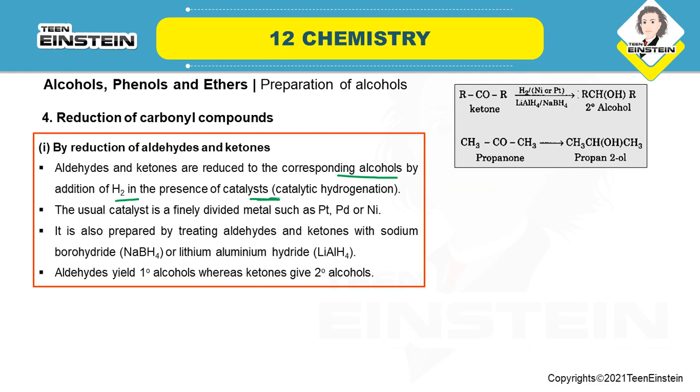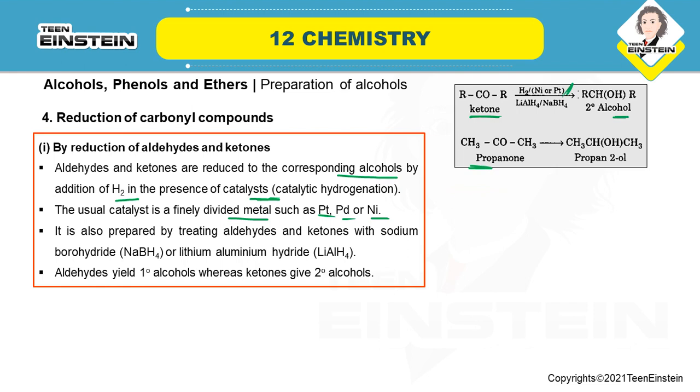Normally the catalyst used in most cases is a finely divided metal such as palladium, platinum or nickel. See, this is the example. We have taken a ketone, RCOR, the general structure. You can consider a specific example, CH3COCH3, which is nothing but acetone. In presence of hydrogen and nickel or platinum, we get a 2-degree alcohol.